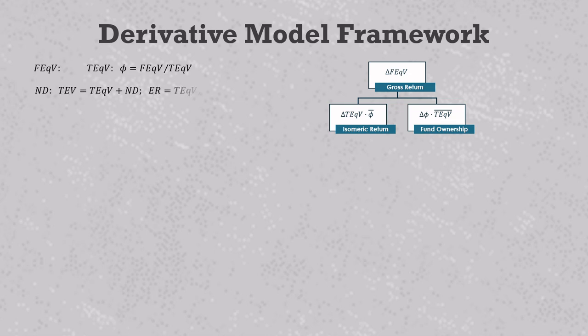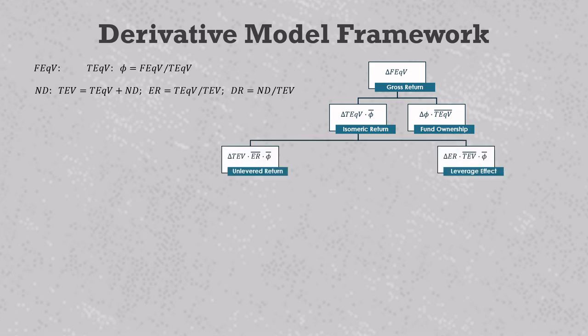The next independent variable is net debt. It allows us to calculate the total enterprise valuation TEV, equity ratio ER, and debt ratio DR. The enterprise valuation and equity ratio give us the unlevered return and the leverage effect. The latter is driven by 2 factors, debt or excess cash on the balance sheet and changes in debt or excess cash on the balance sheet.